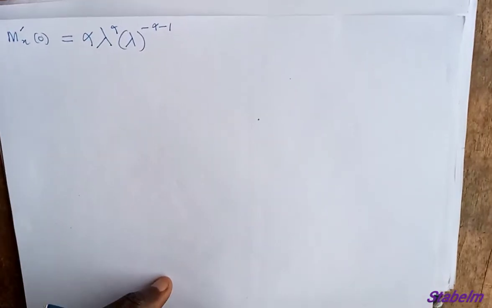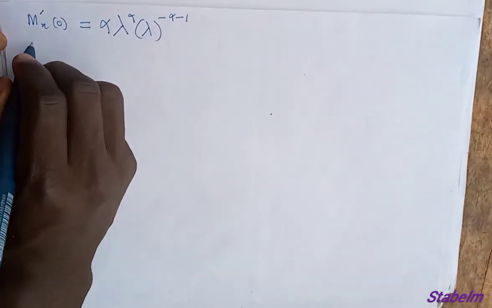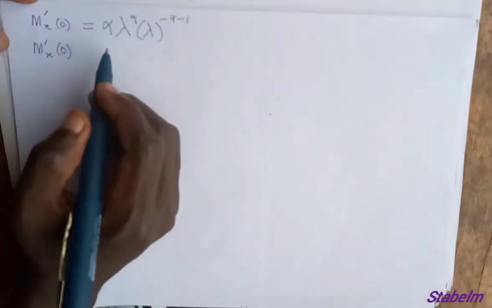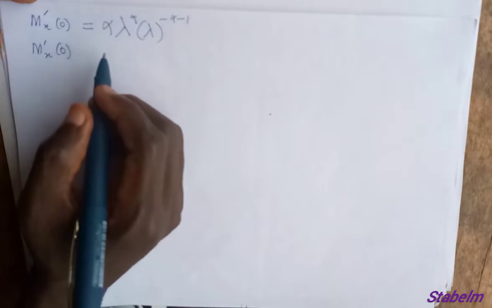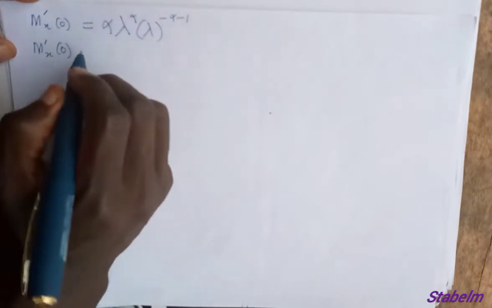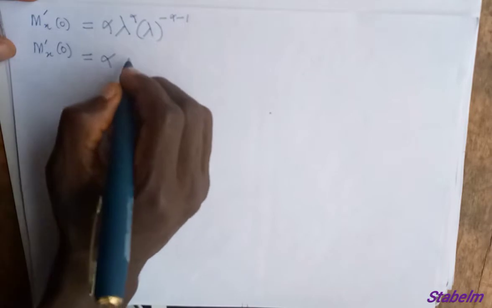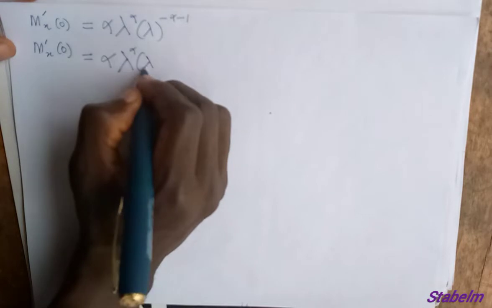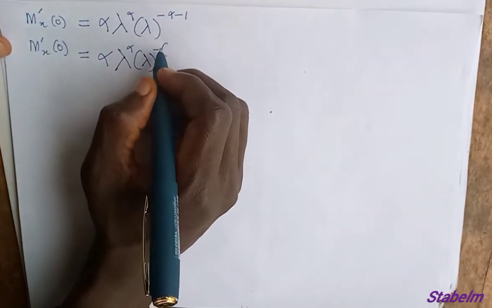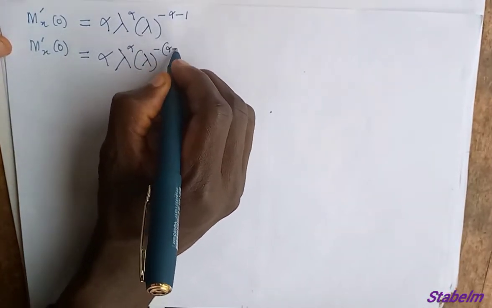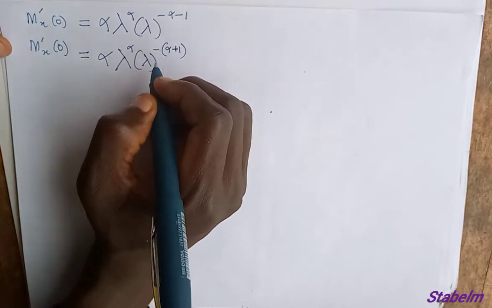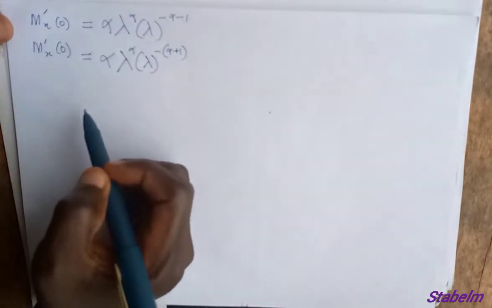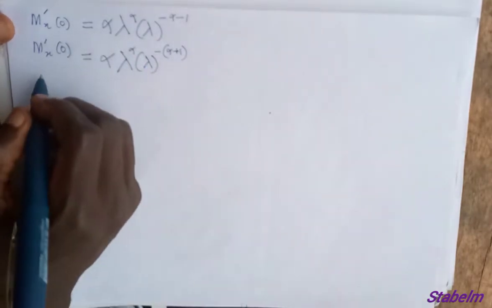So from this point now, we can easily have this and say we have M prime x of 0. So since we already have this now, what can we do here? We can factorize this negative here. We have this equals alpha lambda raised to power alpha, then into brackets lambda minus, into bracket, so we can have it as alpha plus 1. We can see that we have alpha plus 1. So therefore we easily have gotten what we need here, and we can also write this way.